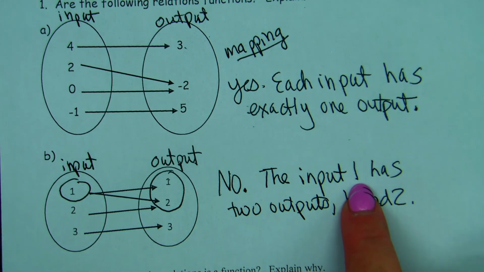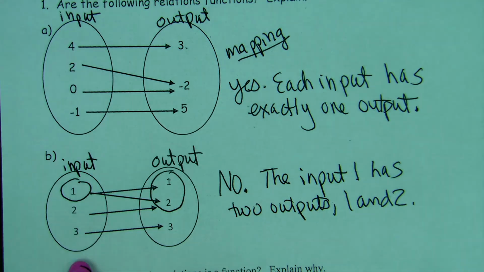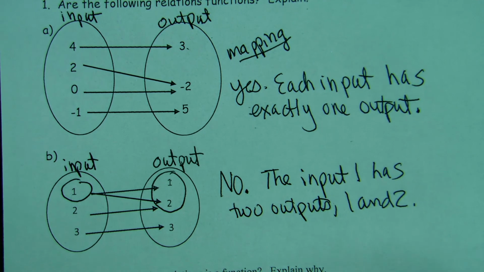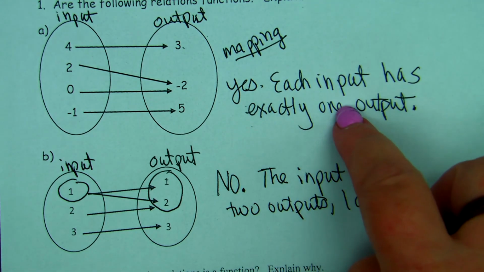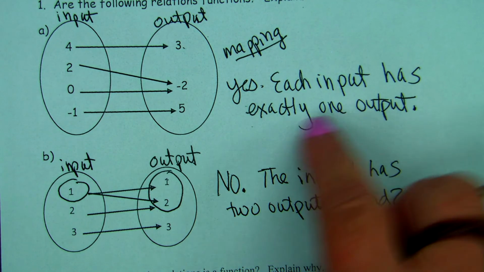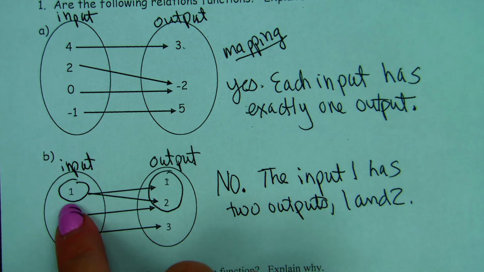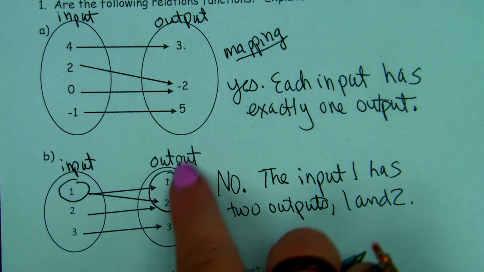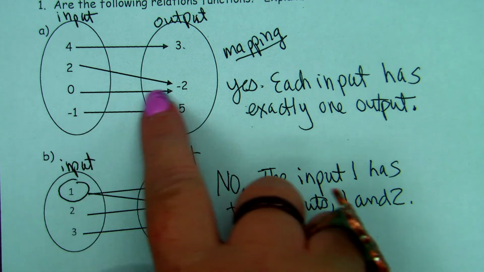Now, the x's can't repeat, the inputs can't repeat, but the outputs can repeat. But we don't use that for our reasoning. It has to be using the definition of the function. The inputs have to be just used once, but the output, -2, is used by 0 and 2, and it's okay.